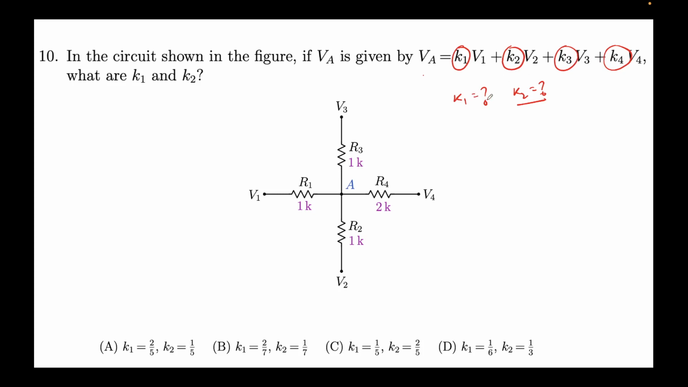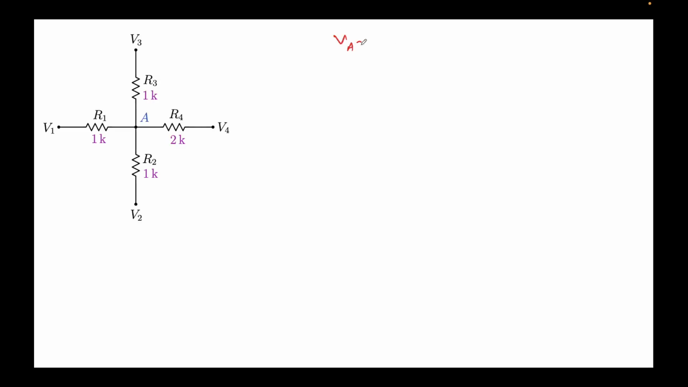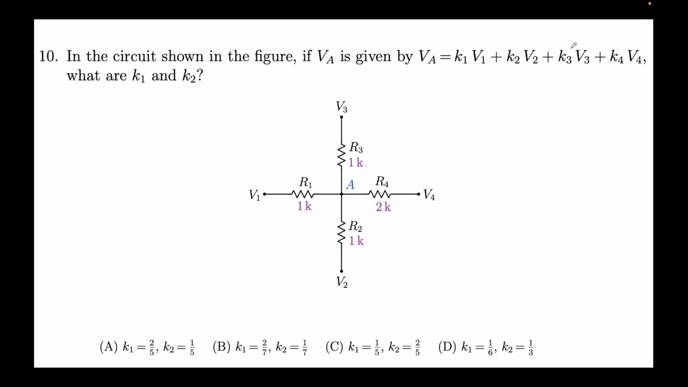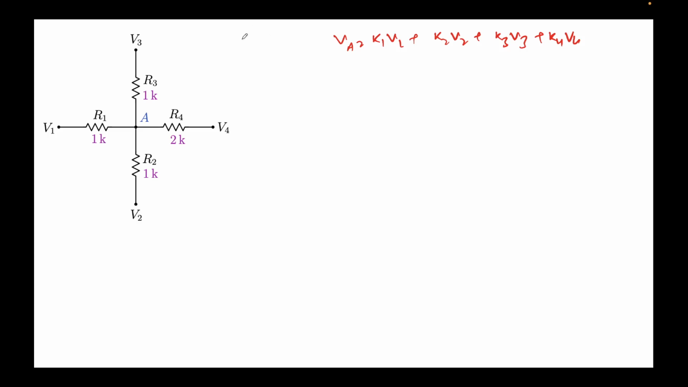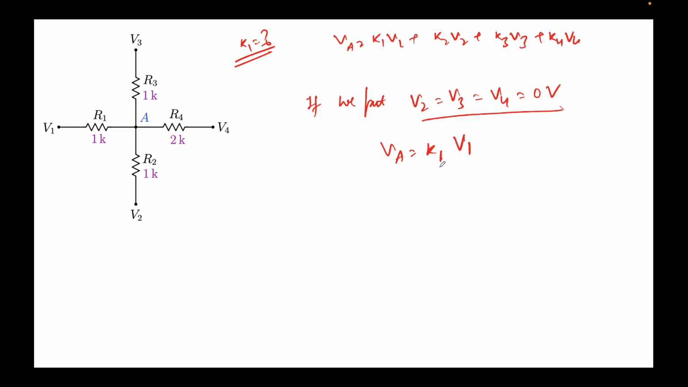Okay, so what the question asks, there are multiple ways of doing this. I'll talk about the most relatable way, the way which I approach this problem. It's given VA equal to K1 V1 plus K2 V2 plus K3 V3 plus K4 V4. We are required to find the value of K1 and K2. So first let's just find the value of K1. If we put V2 equal to V3 equal to V4 equal to 0 volts, this is actually superposition. I am deactivating V2, V3 and V4. These are independent voltage sources, so putting these 3 equal to 0 is what we mean by deactivating. I get VA equal to K1 times V1.